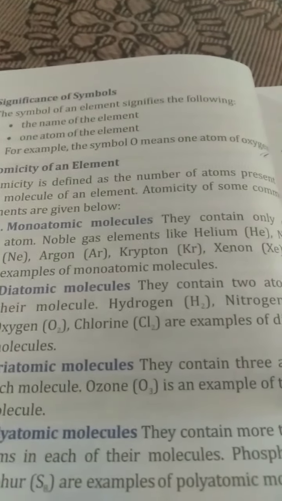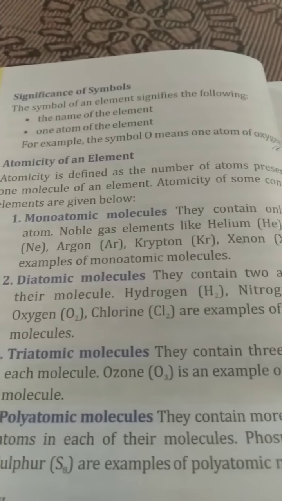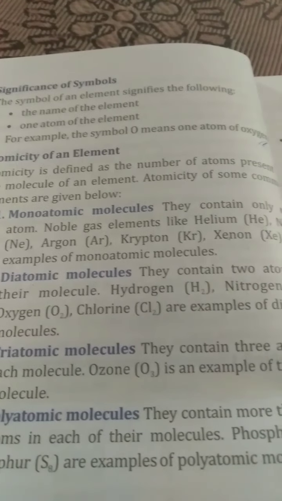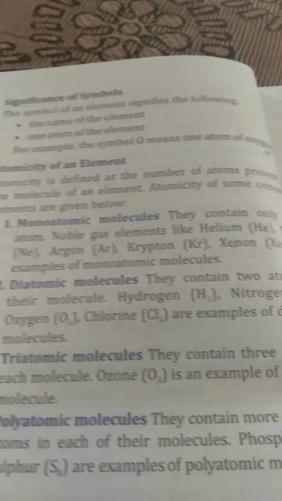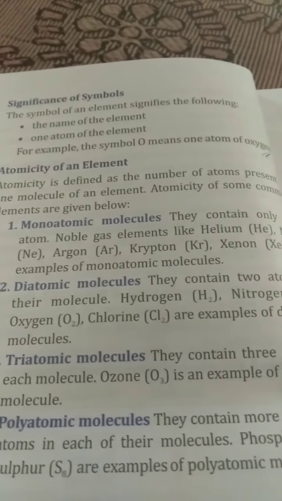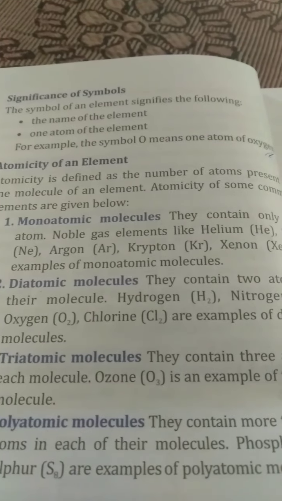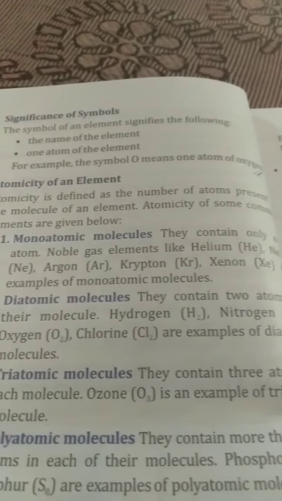Similarly, what are diatomic molecules? Di means 2. So the molecules which have 2 atoms in them are known as diatomic molecules. For example, H2, hydrogen, Cl2, chlorine, oxygen, O2. So these are all diatomic. Diatomic molecules will have 2 atoms in them.